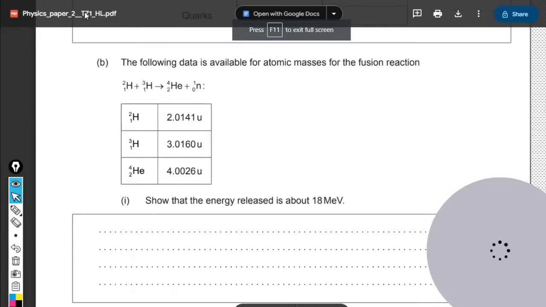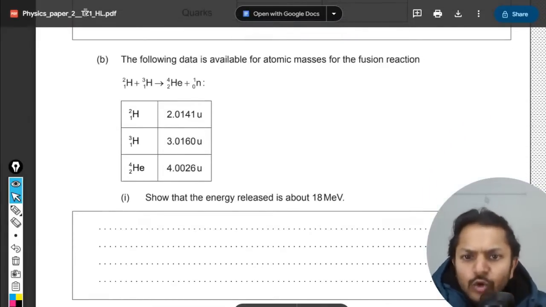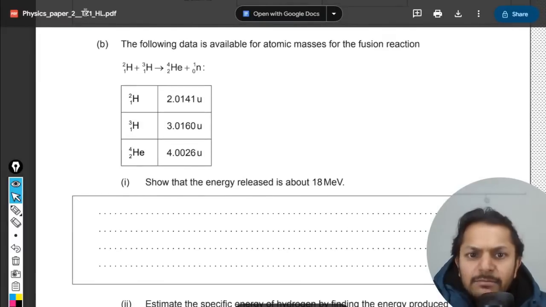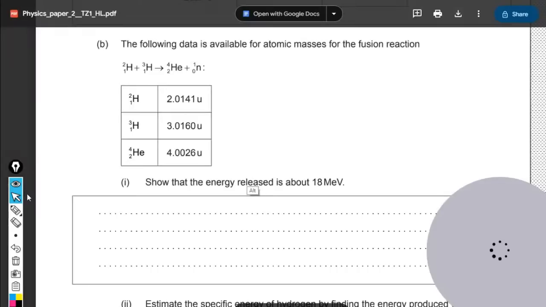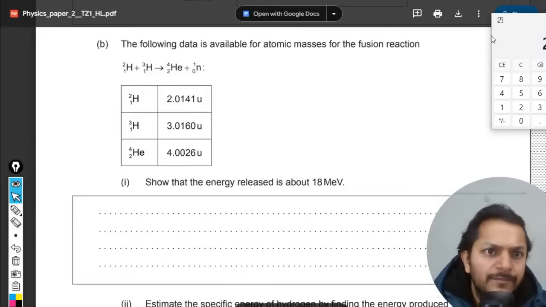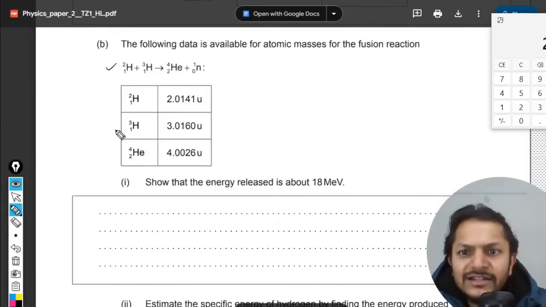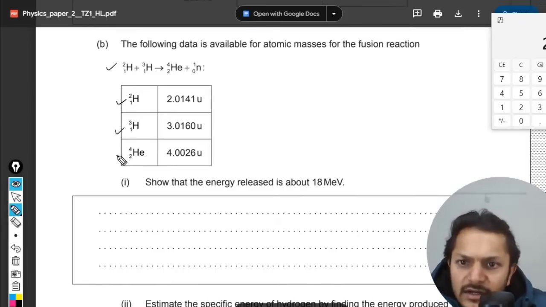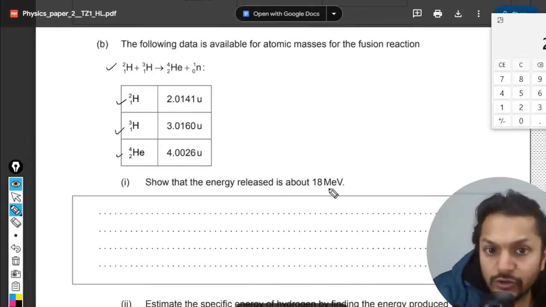Okay, question number B. The following data is available for atomic masses for the fusion reaction. Show that the energy released is about 18 mega electron volt. Yes, we would be needing a calculator now. In this case, the mass of deuterium and tritium is given, and helium is created, and the mass of the nucleus of helium is also given. Show that the energy released is 18 mega electron volt. How are we going to do this?